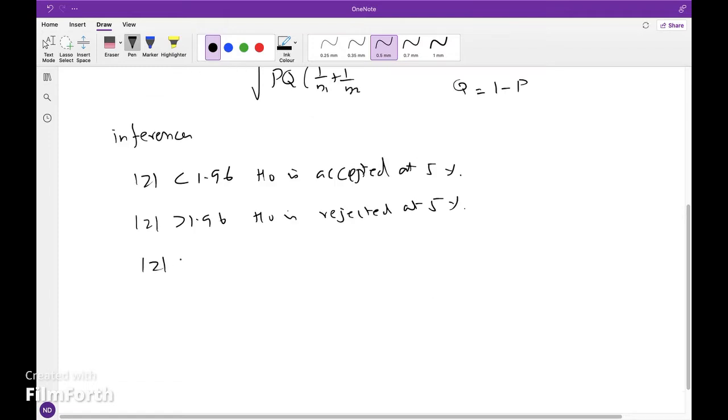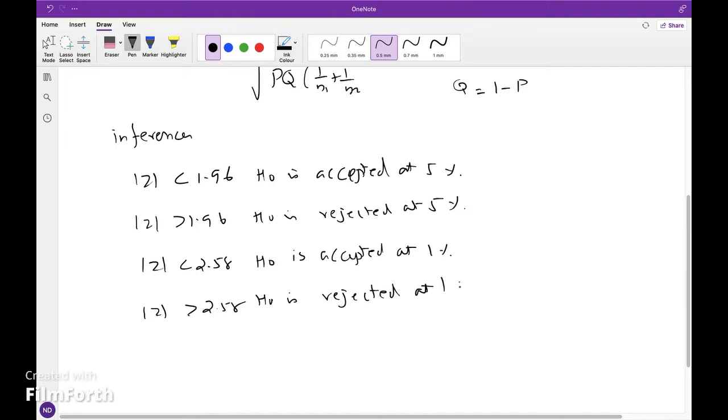And if modulus of z is less than 2.58, H0 is accepted at 1% level of significance. Modulus of z is greater than 2.58, H0 is rejected at 1% level of significance. On the same lines, we can give the procedure for one-tailed test.